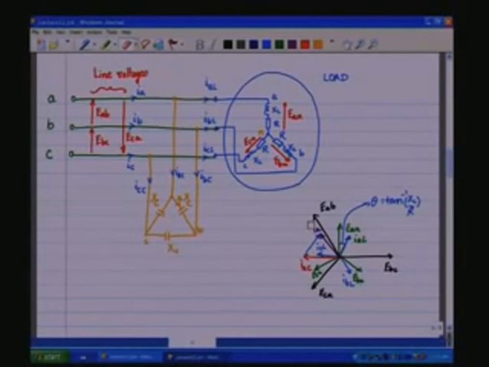So, this improves the power factor as far as your line side, or the generator or source side, is concerned. So, this is an important industrial application which is normally practiced.